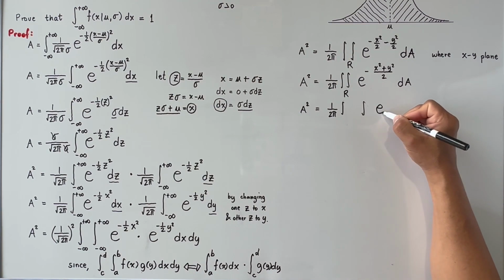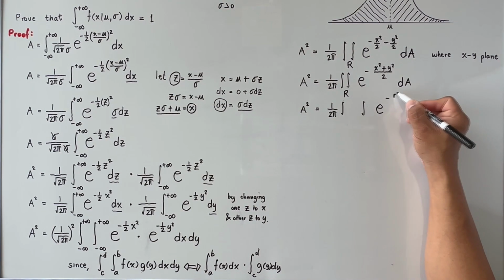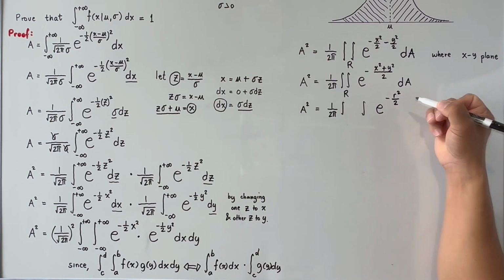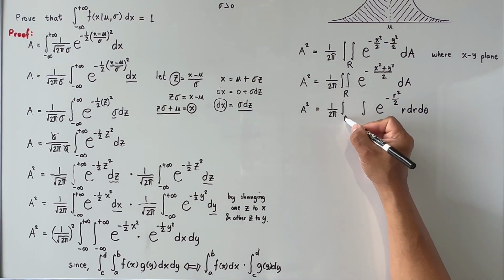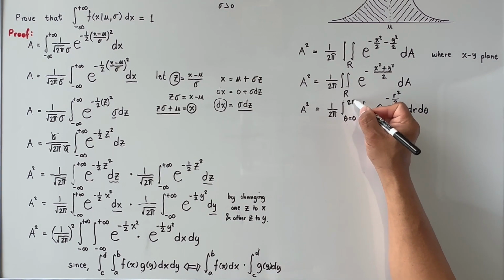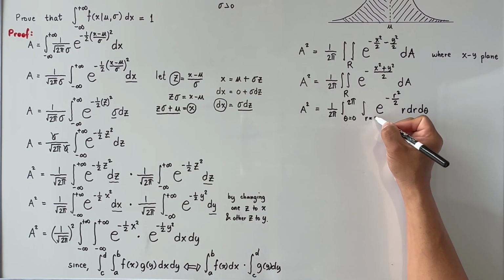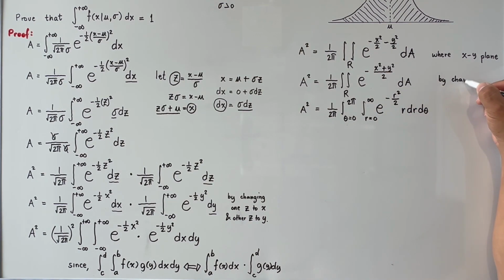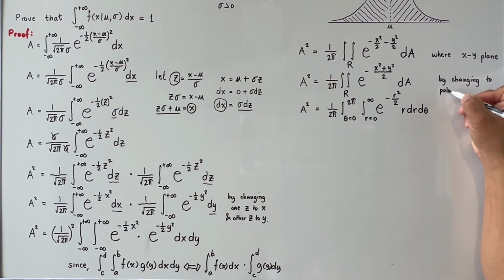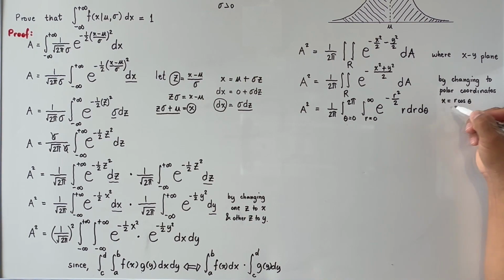So this is the integral of e to the power negative r squared over 2, times r dr d theta, where theta is from 0 to 2 pi and r is from 0 to infinity here. And maybe you are asking, how did I do that? I just changed the variable to its corresponding polar coordinates, because x is equal to r cosine theta and y is equal to r sine theta.